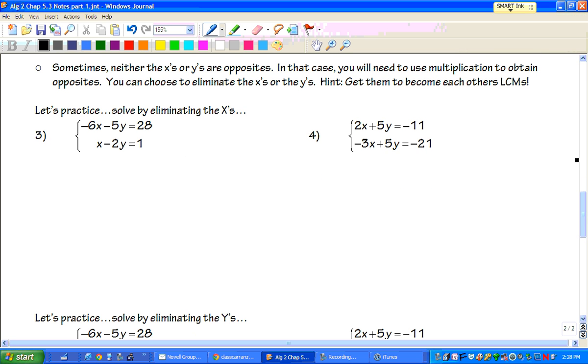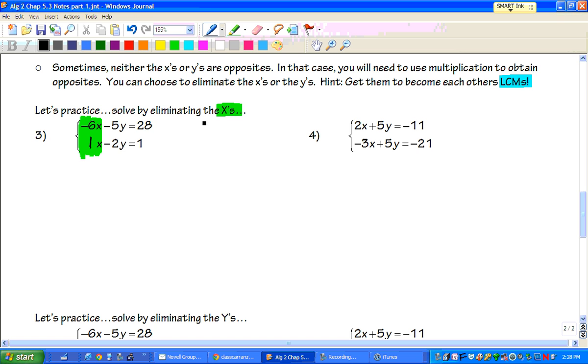Now, sometimes neither the x's nor the y's are opposites. In that case, you will need to use multiplication to obtain opposites. You can choose to eliminate the x's or the y's. And the hint is to get them to become each other's least common multiple. Now, the first one says we want to eliminate the x's. So these are the only numbers that we're looking at. In front of the x is a 1.